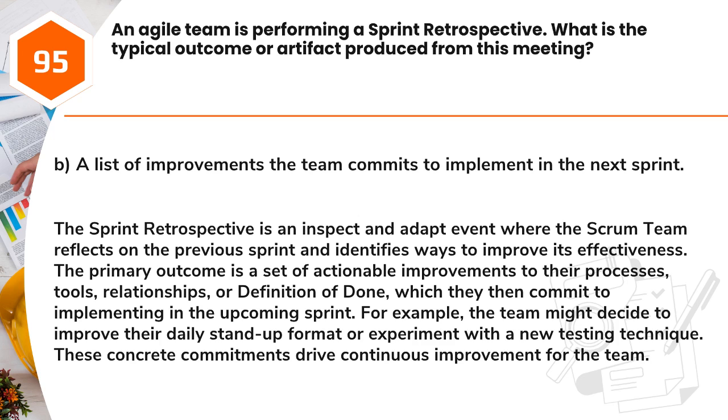Answer: B. A list of improvements the team commits to implement in the next sprint. The sprint retrospective is an inspect and adapt event where the Scrum team reflects on the previous sprint and identifies ways to improve its effectiveness.